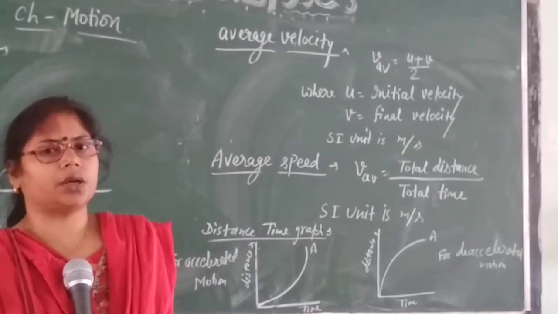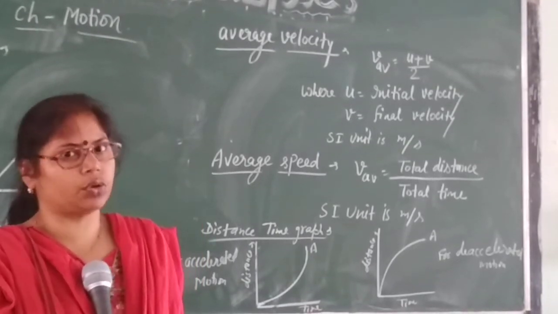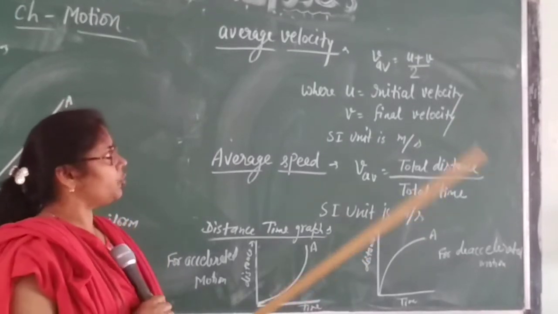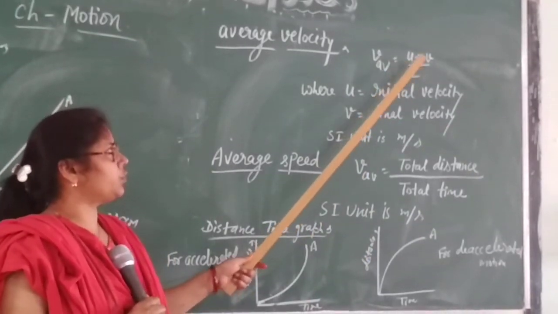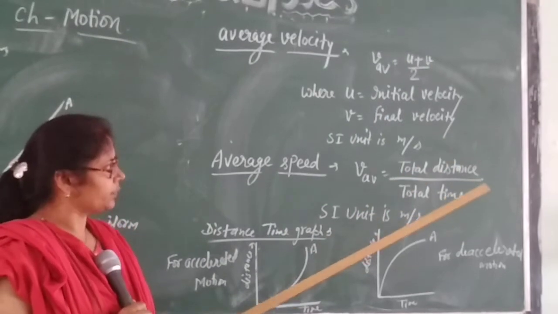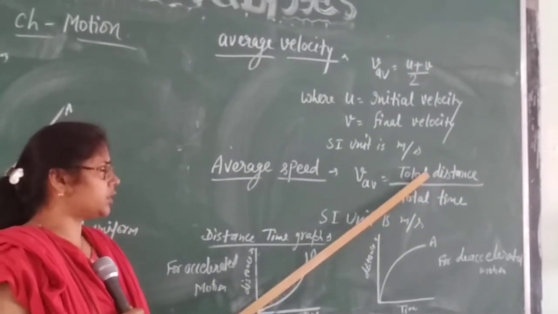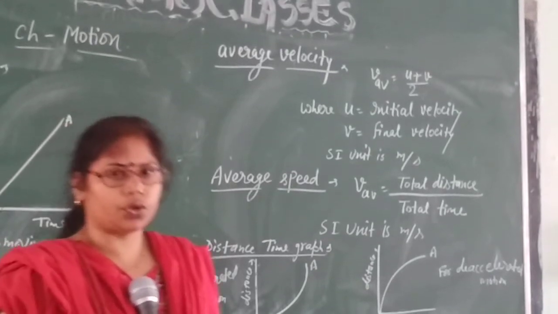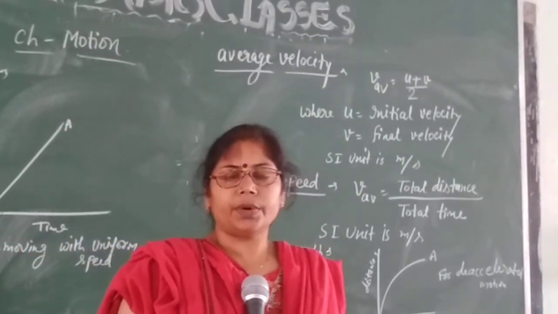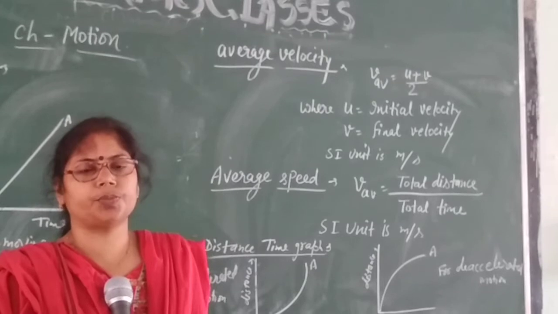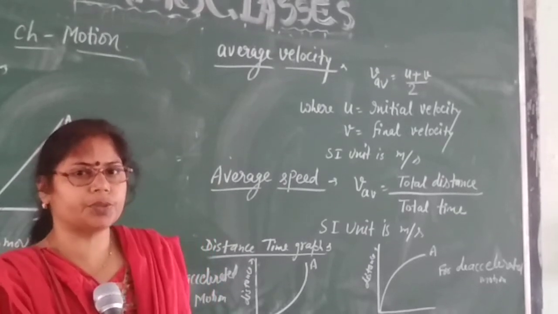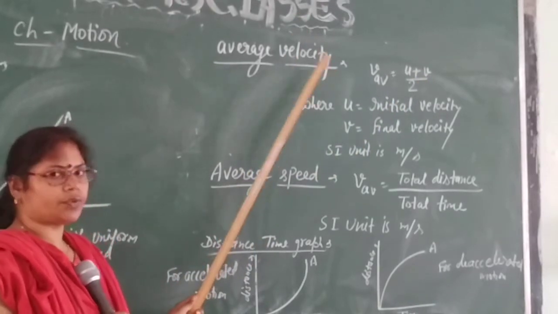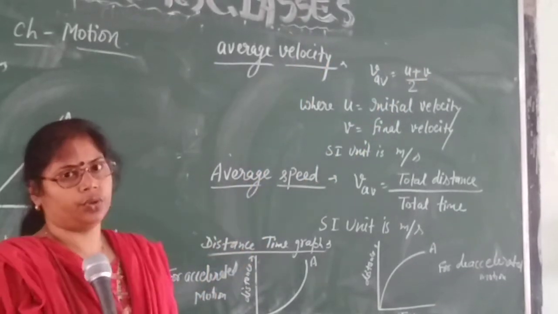But in some numericals based on average velocity and average speed, if there is no initial velocity and final velocity given, then you have to take this formula of average speed as average velocity. But if it is given that the net displacement is 0, it means the velocity is 0, then average velocity is also 0.